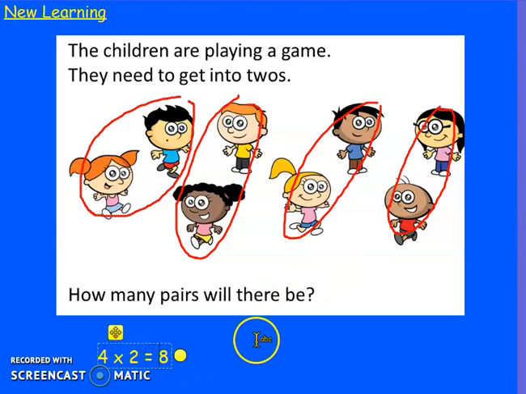It's also showing us a divide, isn't it? Because we started with 8 children at the start, and we've divided them now into 4 groups. How many children are in each group? 2. 8 divided by 4 equals 2. So this is a different way of sorting out a division problem using a grouping method. We've found out that there will be 2 children in each group, and there will be 4 pairs altogether. Let's move on.